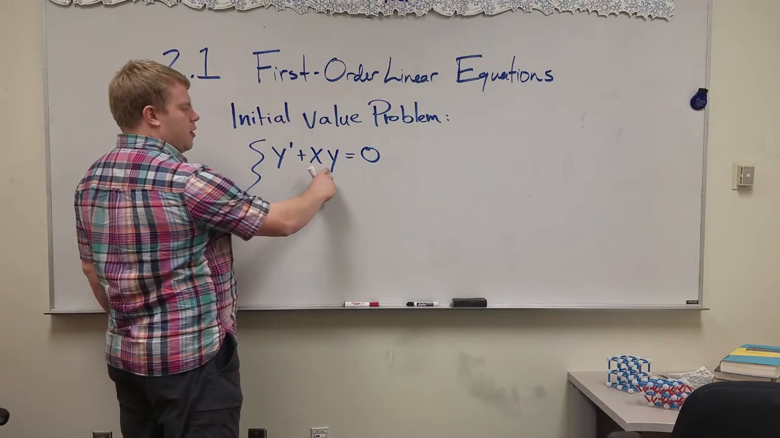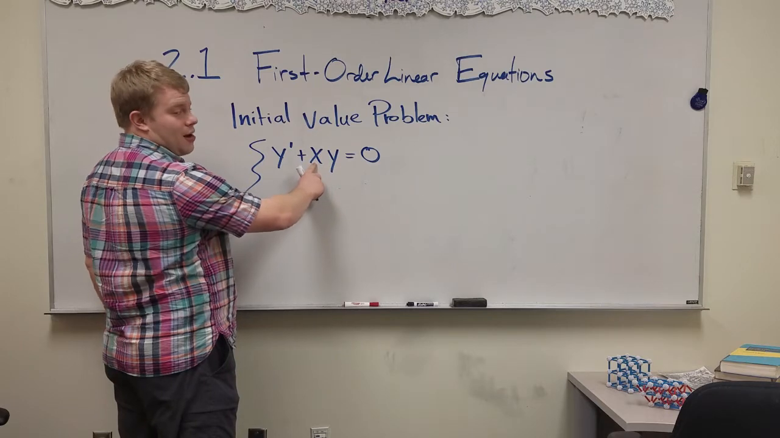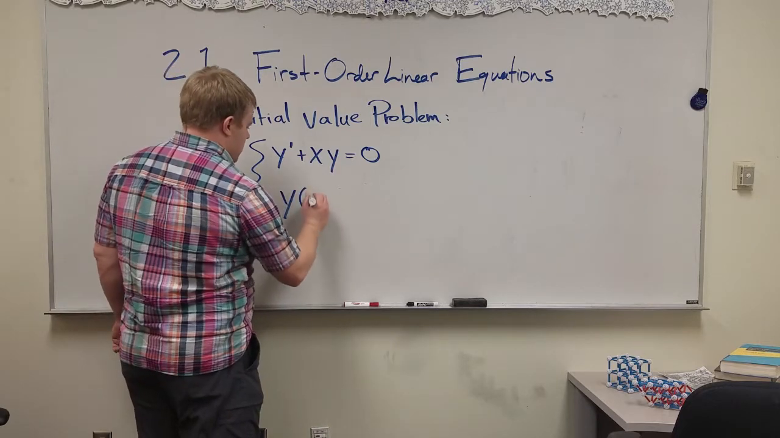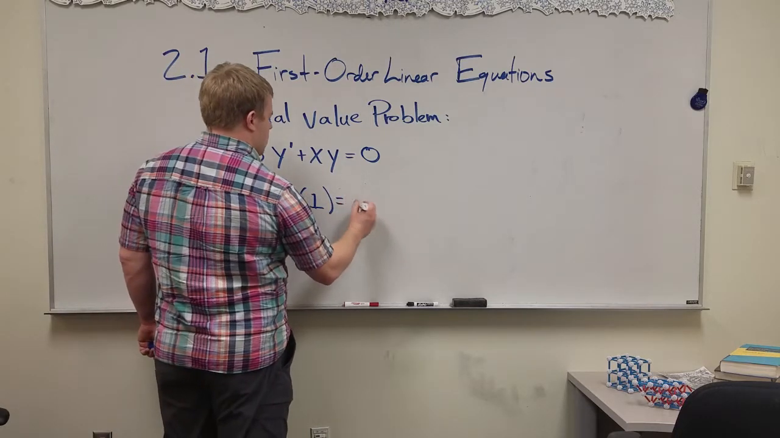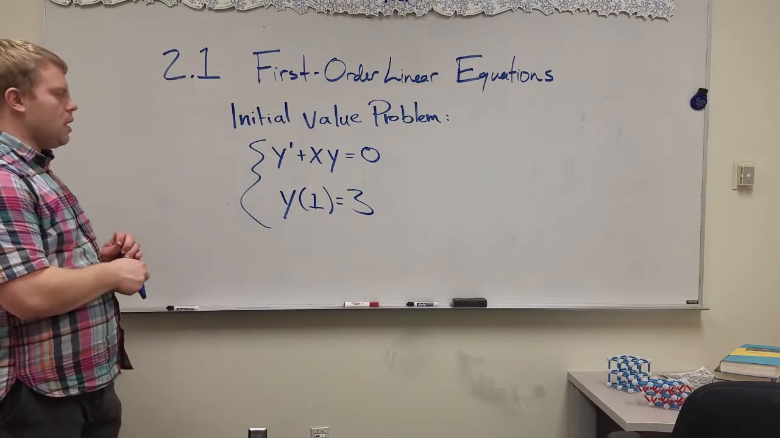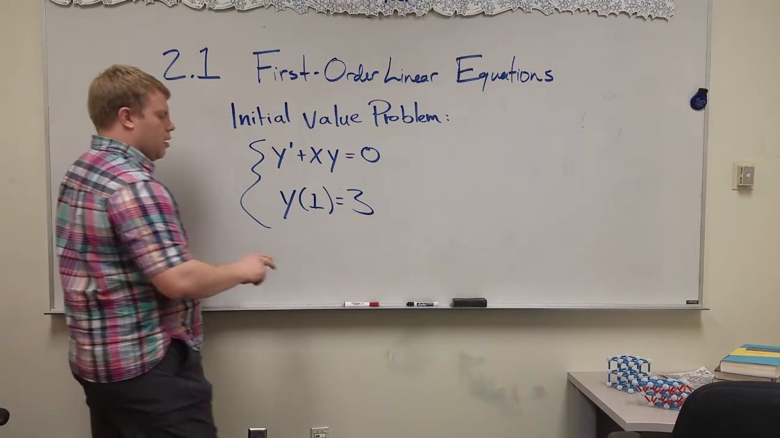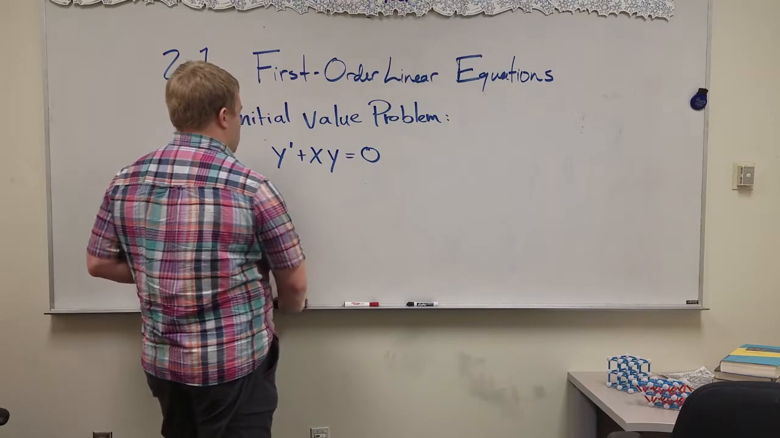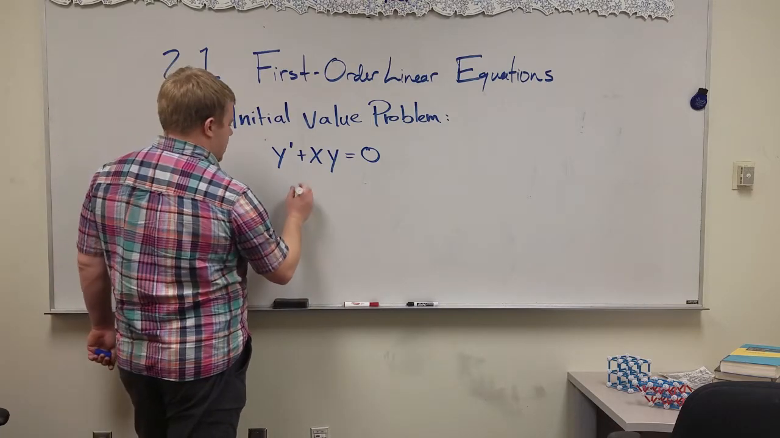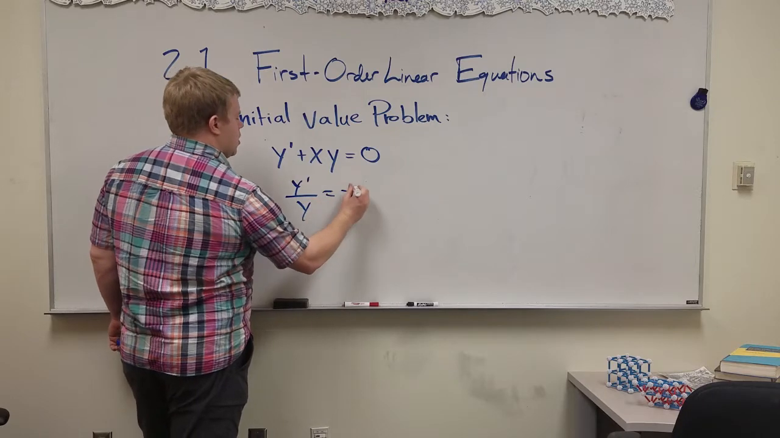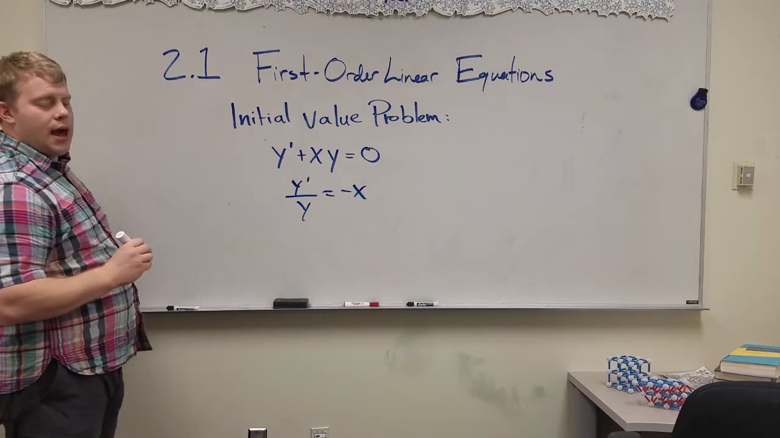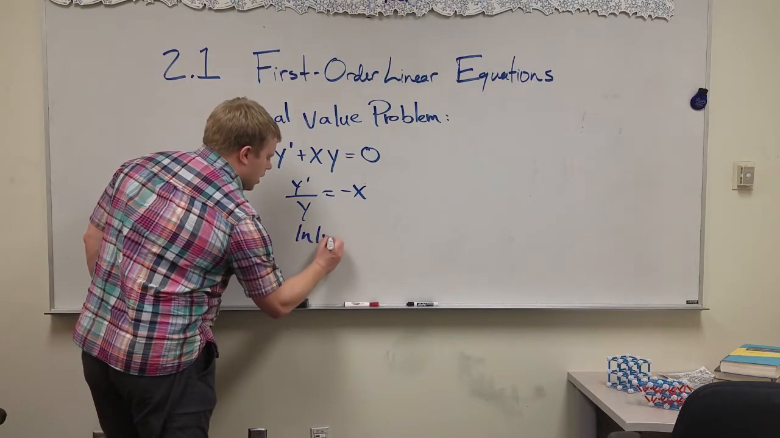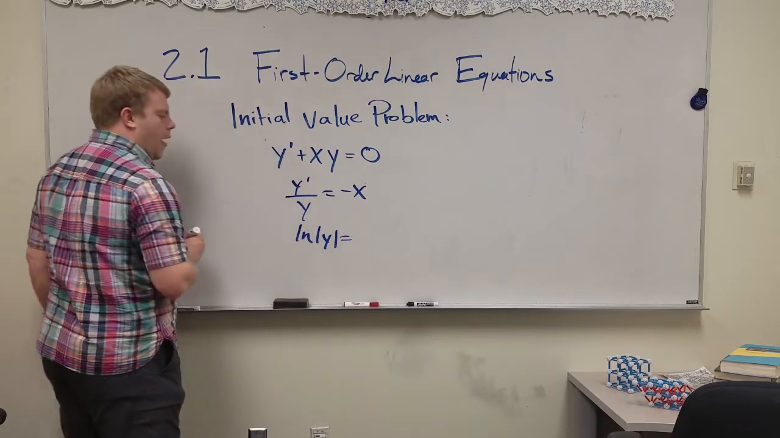Now my coefficient in front of the y term is not a constant, it's the independent variable x. And I'm just going to give this some initial condition. Let's say y of 1 equals 3. Let's do the same sort of thing that we did before. If we mess with this, we get y prime over y equals negative x. Now, let's take the antiderivative of both sides. The left-hand side, as we saw before, is going to give me natural log of absolute value of y.